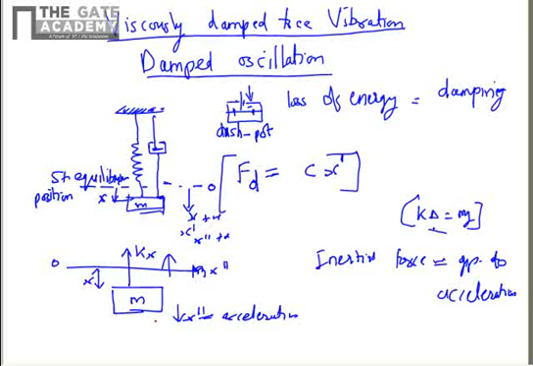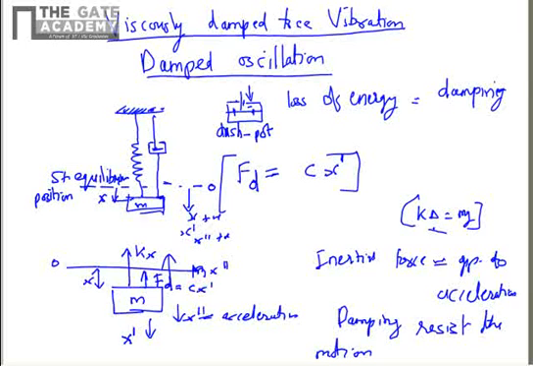We are taking positive downwards, and now the third component is due to the viscous damping, which depends on the velocity. The velocity is also taken positive downwards. All damping always resists the motion. So if the motion is in the downward direction, then the damping force will be opposite to that, that is the upward direction. So the Fd will be towards the upward direction, equal to C x dash.